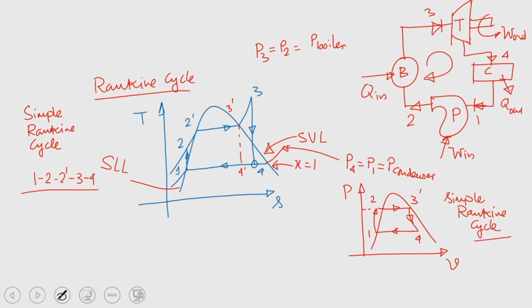Okay. So, this is what we can see, and also we can draw the HS diagram. If I try to draw the HS diagram, this is also a very important diagram. This is 1, this is 2, this is 3, this is 4, right. Okay. So, this is the HS diagram.